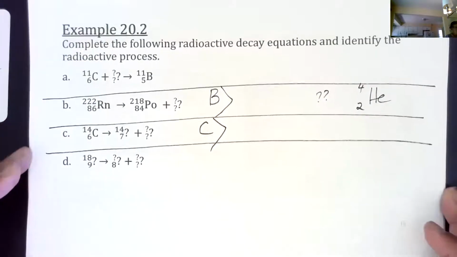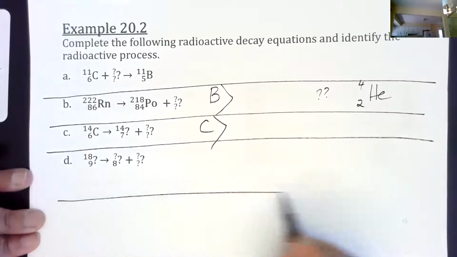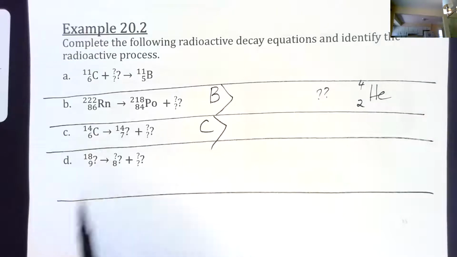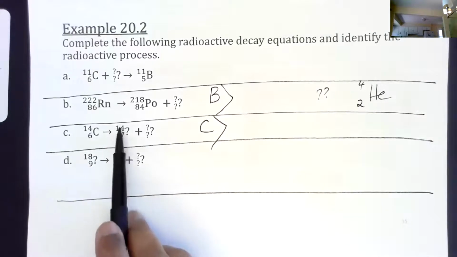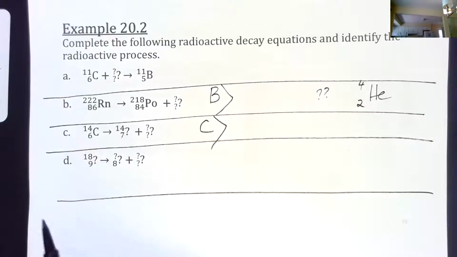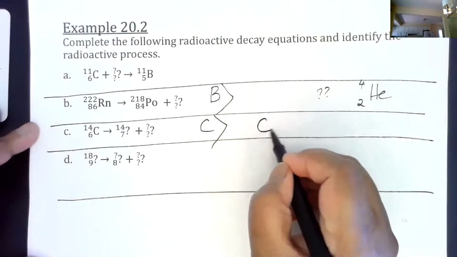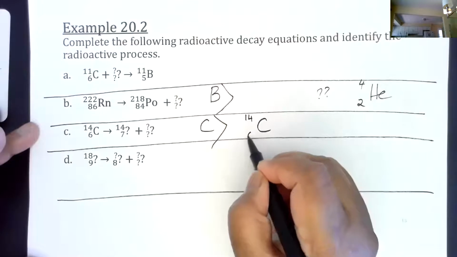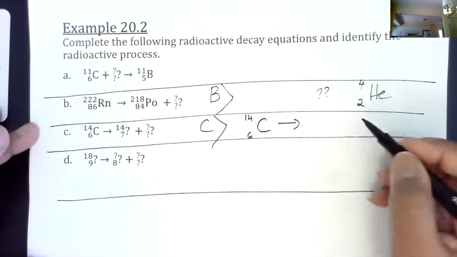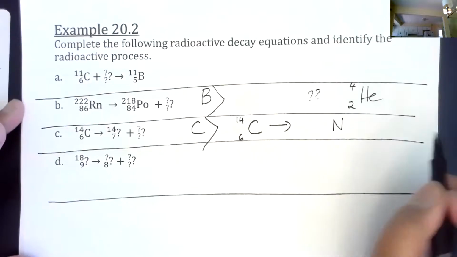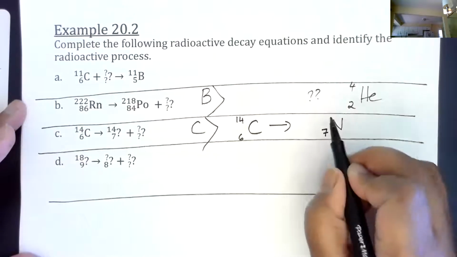Jessica, what's the answer for C? Hold on, I'm doing it right now. You're doing it now. There are 2 question marks. But here they've given you the mass number. The first question mark is nitrogen. This one here is nitrogen. Yeah. Okay. So 14, 6. Now, how do you know it's nitrogen? You use your periodic table and the atomic number is 7.